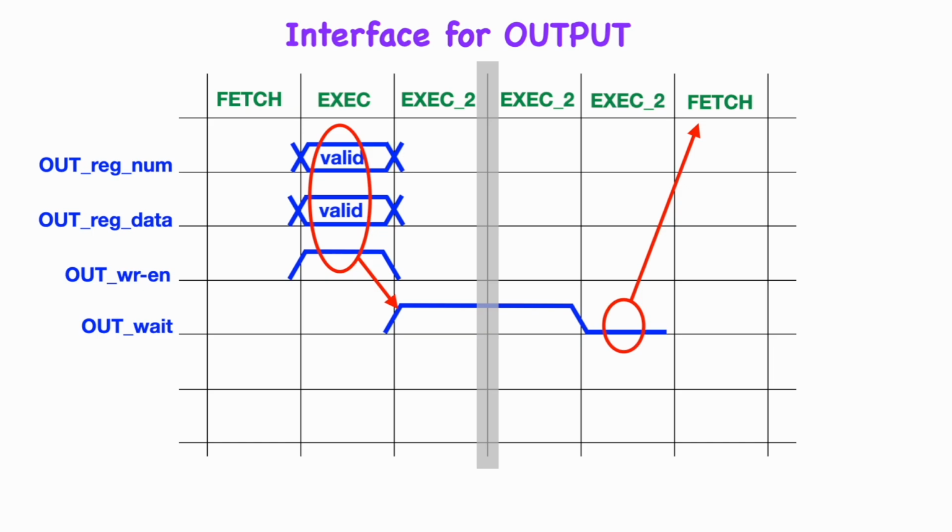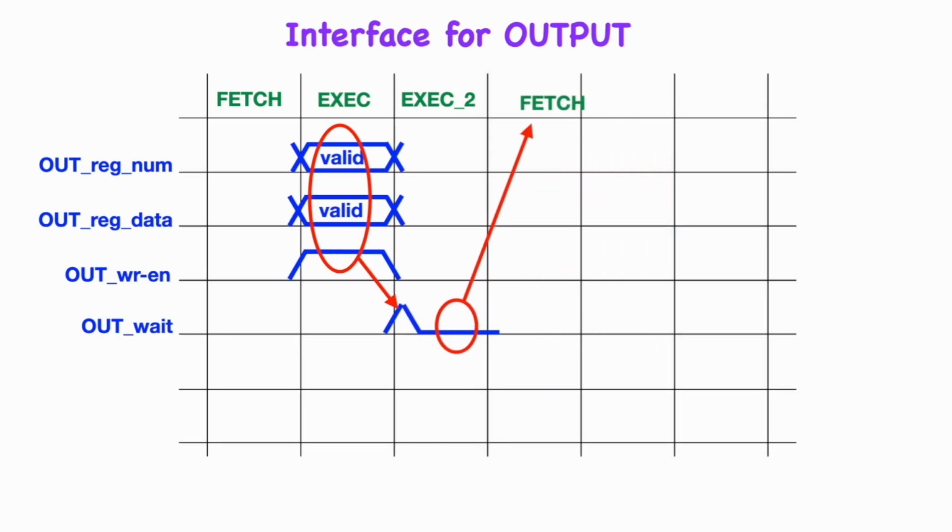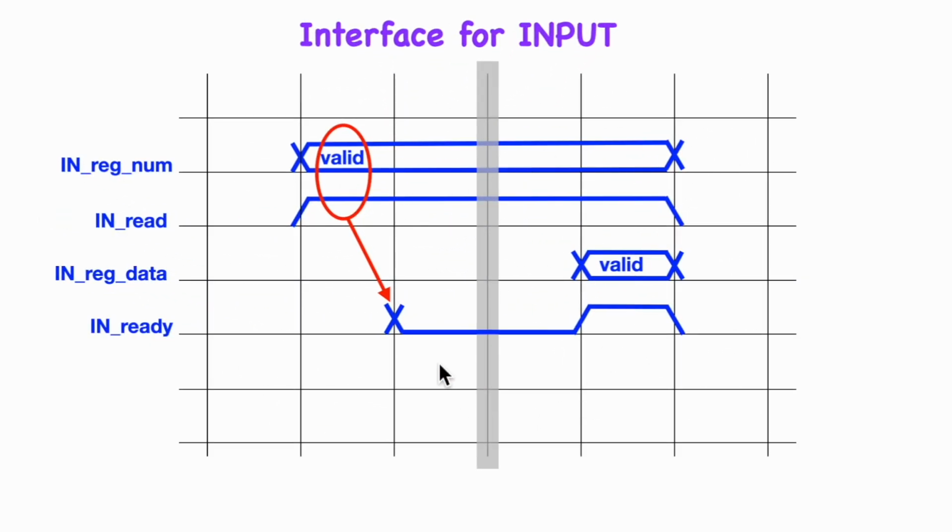Now, in the situation where the core doesn't require any waiting, it will never raise the out wait line. So in that case, the instruction will take just 3 cycles and will stay in the execute 2 cycle for only 1 cycle. Here's a timing diagram that shows what happens when an in instruction is executed.